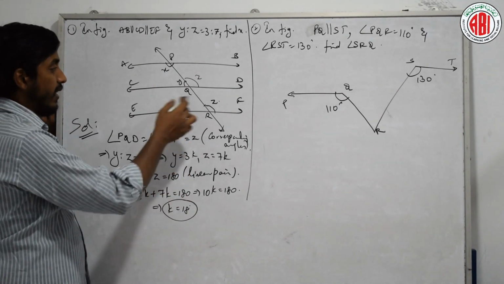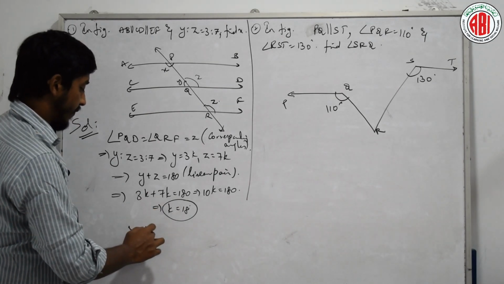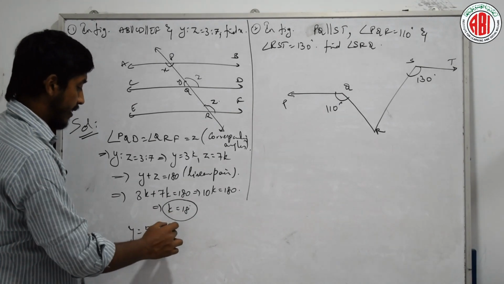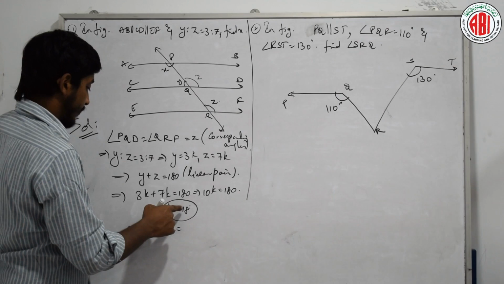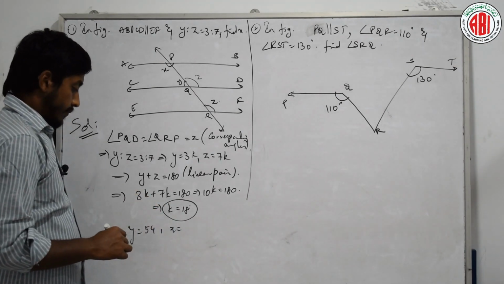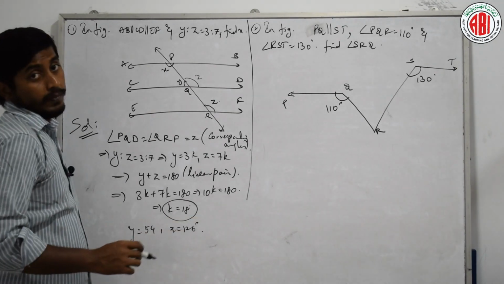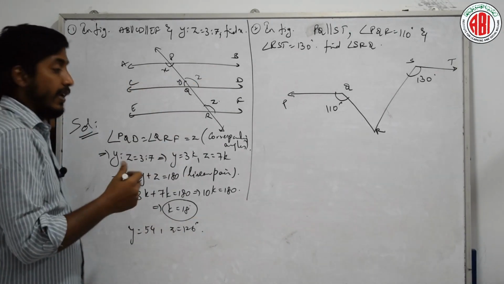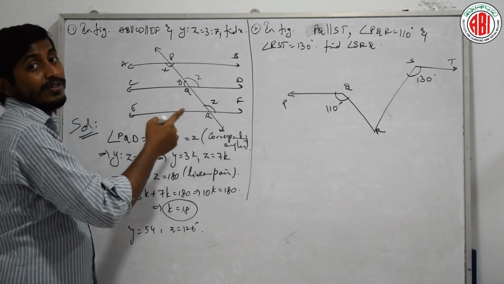From that, can I find the value of z? From this, y is equal to 18 threes are 54. Yes. And the next, z is 18 into 7. How much is it? That is 126. Clear?